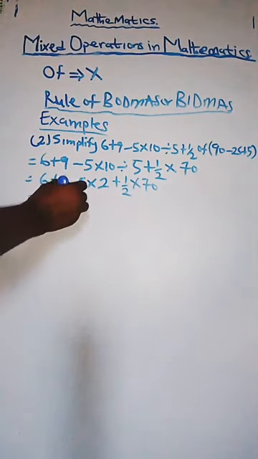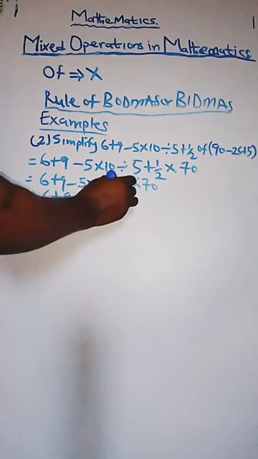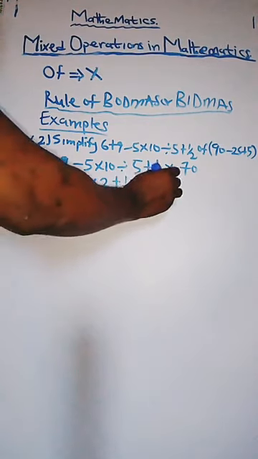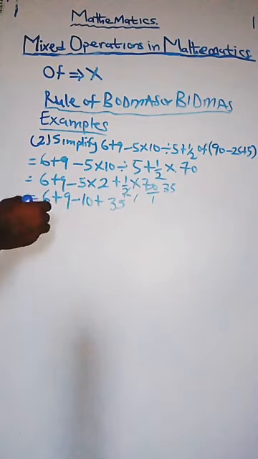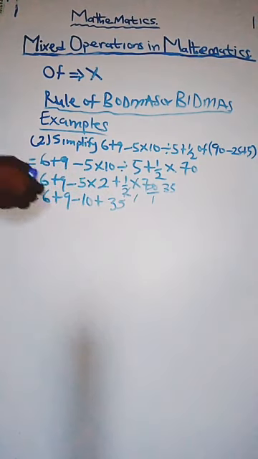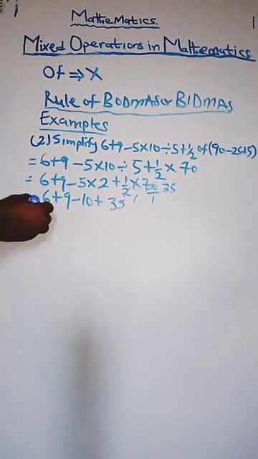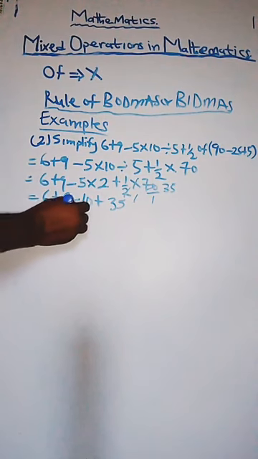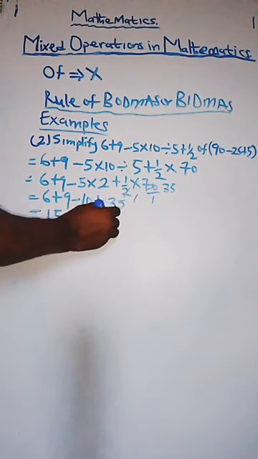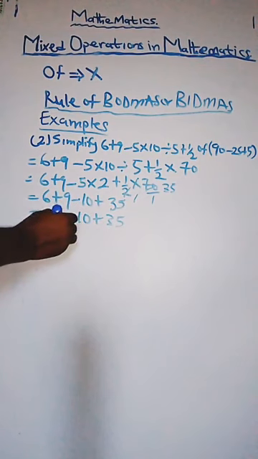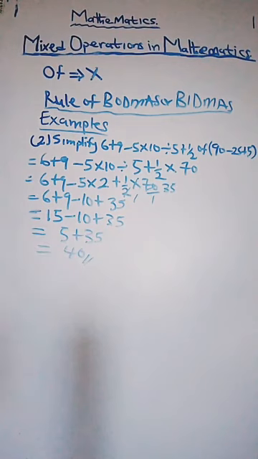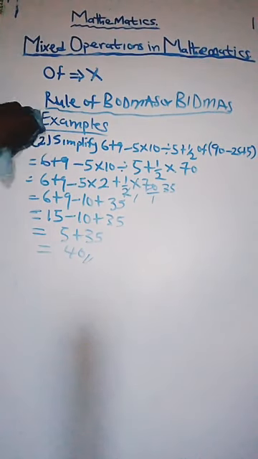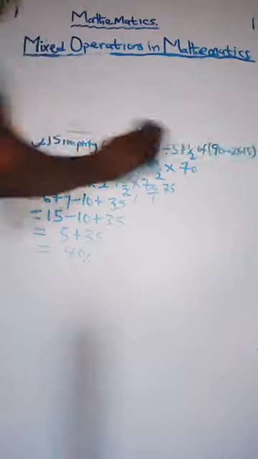So we now have 6 plus 9 minus 5 times 2, 10, plus this one is this, 2 here 1, 2 here 35. So 1 times 35, 35 divided by 1. So here we have 35 straight. So now we have only addition and subtraction. So we can solve from here to here. So this is 6 plus 9, 15, minus 10, plus 35. 15 minus 10, 5, plus 35 equals 40. So the final answer is 40. So that is how to apply BODMAS or BIGMAS in mathematics.